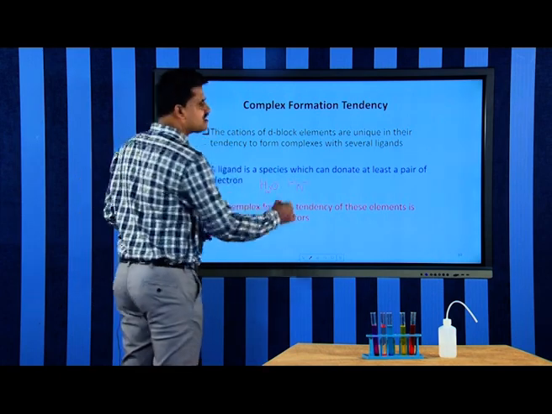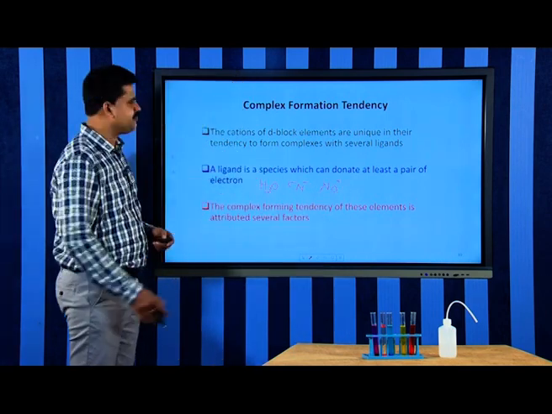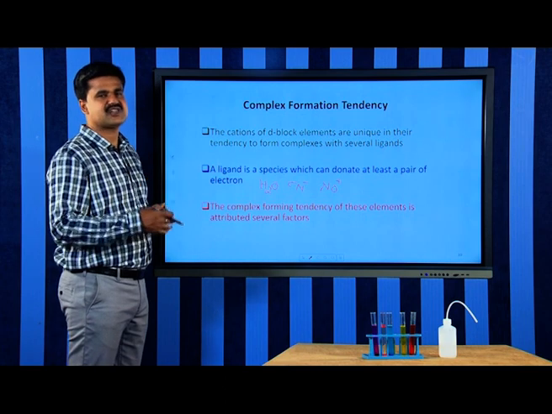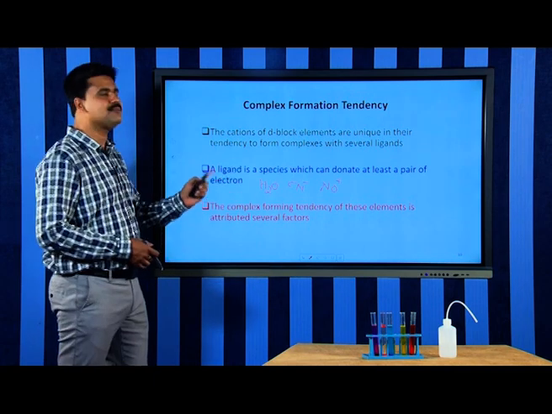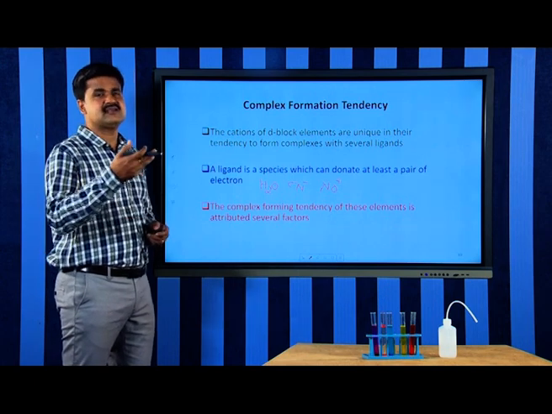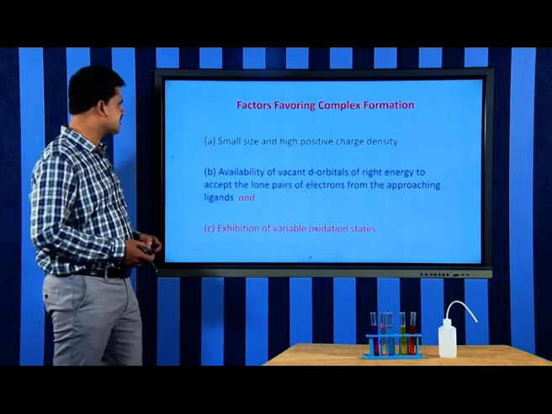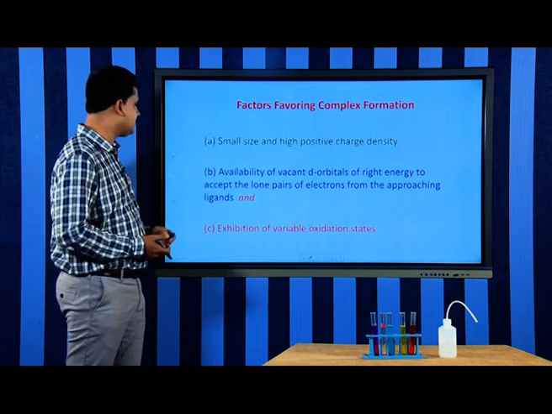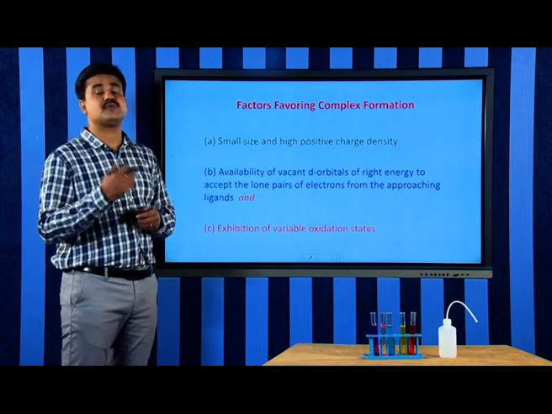CN minus can act as a negatively charged ligand. NO plus can act as a positively charged ligand. With the different types of ligands, coordination complexes can be formed by transition metals. That's another special feature. The complex forming tendency of d block elements is attributed to several factors. Let us analyze the factors which favor coordination complex formation by a d block element. The favoring factors are small size and high positive charge density shown by the d block metal. Then the availability of vacant d orbitals of right energy to accept the lone pair of electrons.